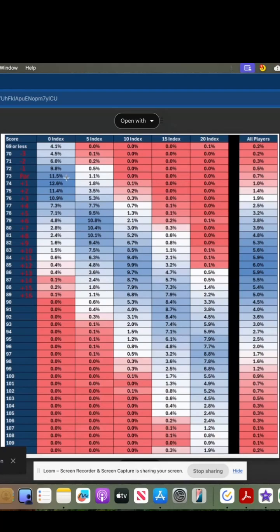One thing you might find interesting is that the chances of a scratch golfer shooting par off the yellow tees at Newquay are 11.5%, so they're only going to do it about 1 in 10. So just shows how hard it is.